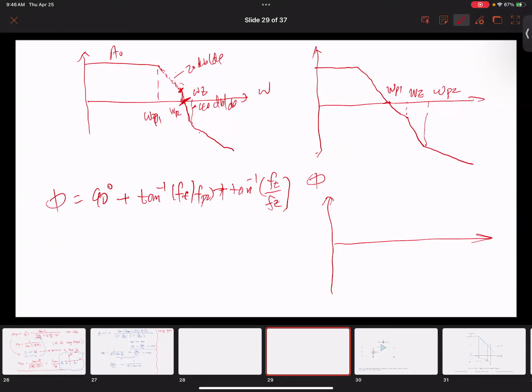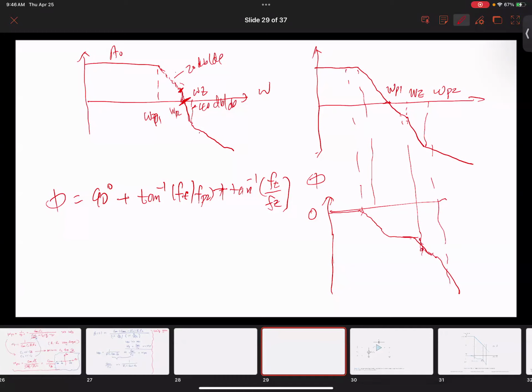So the first pole basically gives you a 90 degree shift. So this is your 0. So initially there's no phase shift. So by sometime like here, you already got 90 degree phase shift. Okay, and then by this point, you have another phase shift, and then you have another phase shift. So there. So here is where we have this 180.